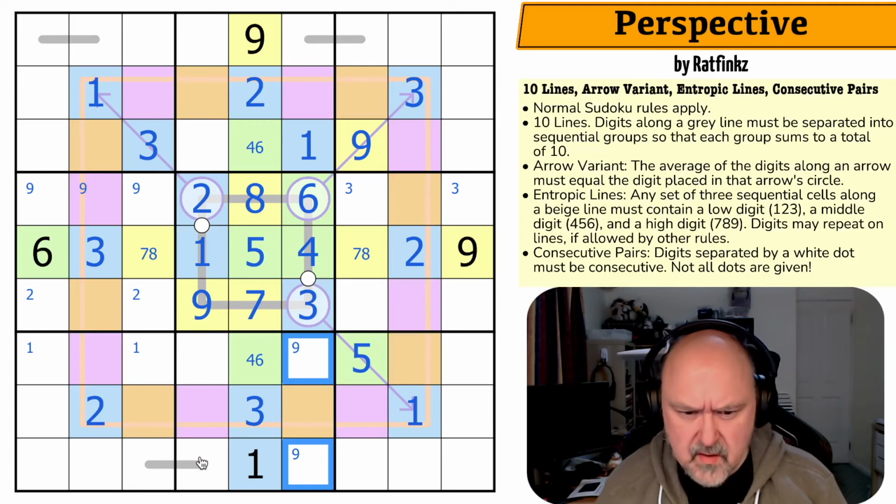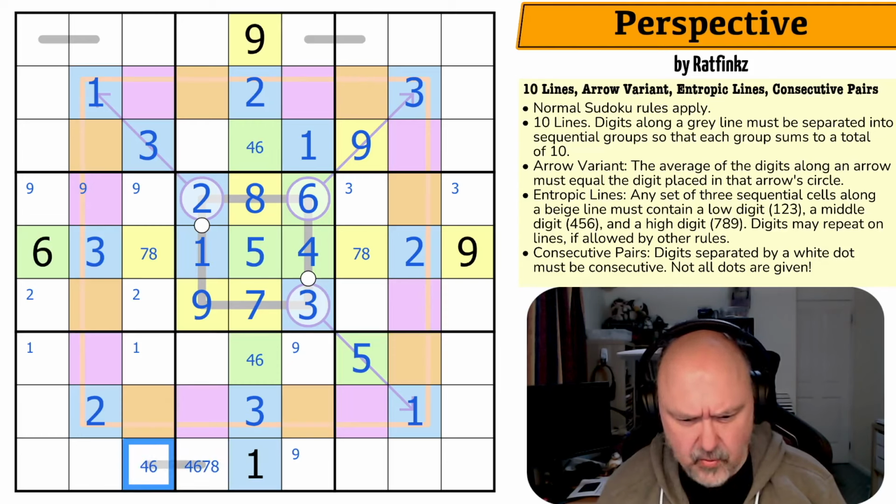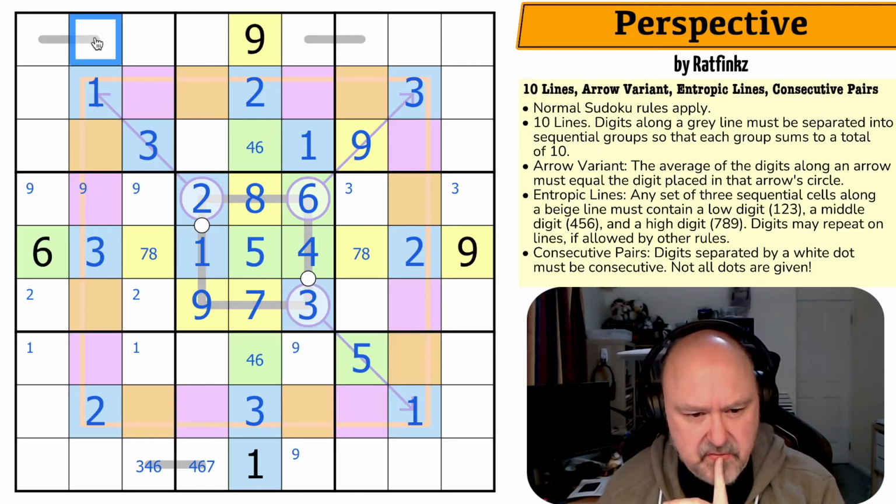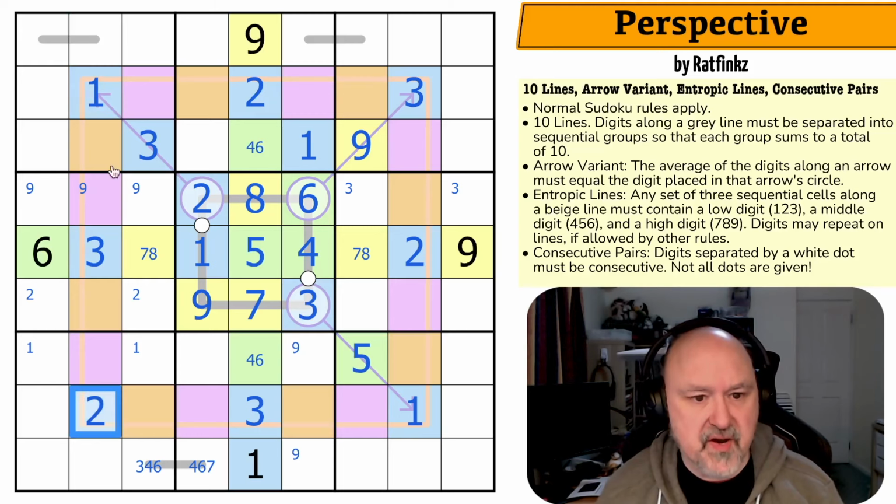If this is the low digit on the line, this would be the 4 and this would be the 6. Otherwise, it's a high digit and it's a 6, a 7, or an 8, which means this is 4, 3, or 2. It can't be 2, so this can't be 8. So these are the only possibilities for that 10 line. If this is the low digit, this is the high digit on the line. Because this can't be 1, 2, 3, or 4. Because if it was 4, this would be 6, and that doesn't work.